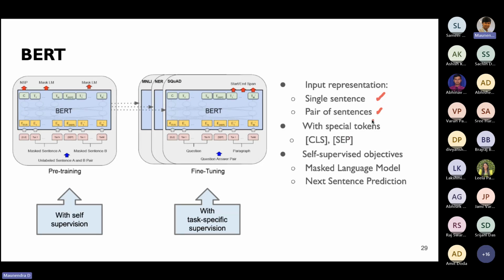And to separate two sentences, not words, in between they add a separator. So the input representation can have a single sentence or a pair of sentences. There are special tokens like CLS and SEP. CLS is typically added at the beginning, which is the pooled or aggregated representation for the entire input. And the separator separates the two input sentences.